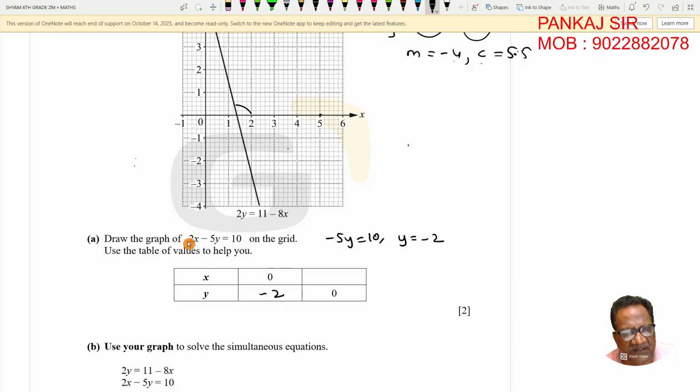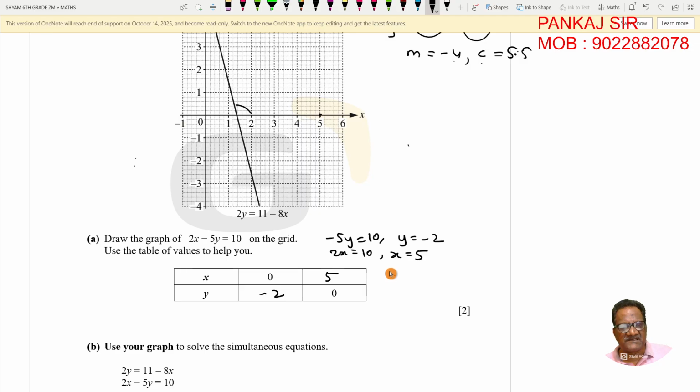Same way, in this equation, when y is equal to 0, put y equal to 0 here, so you will get 2x equal to 10. When y is equal to 0, this thing will become 0, so 2x equal to 10. This will give you x equal to 10 upon 2, which is 5. So when y is equal to 0, your x value will be 5. Now this is giving you 2 points, x and y.